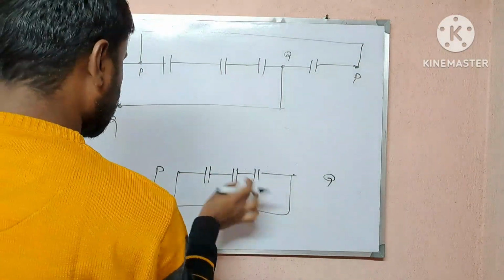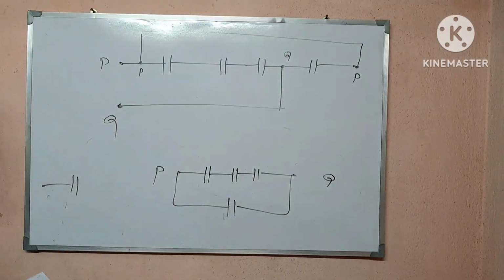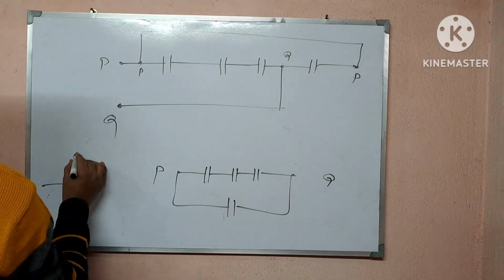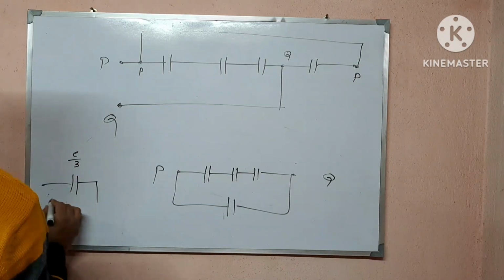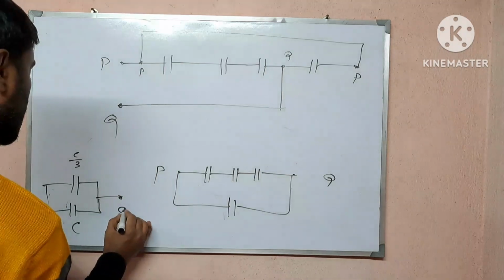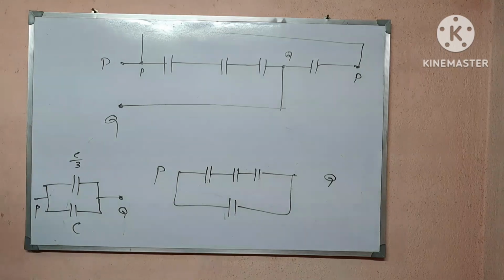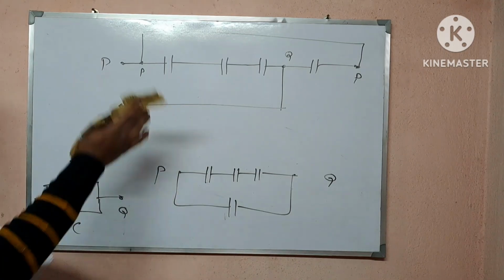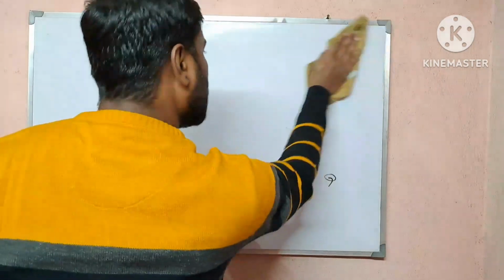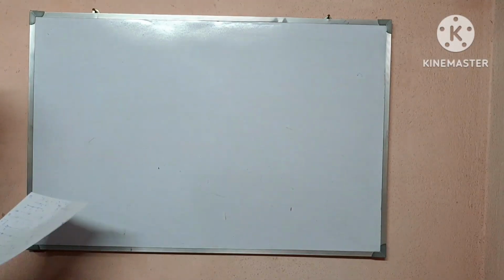These 3 are connected in series, so the value will be C by 3, and the other one is only C. So this is Q, this is P. The value will be 4C by 3. If you add these two things, C by 3 plus C, the answer will be 4C by 3, and that's the answer. Now we'll solve the next one.